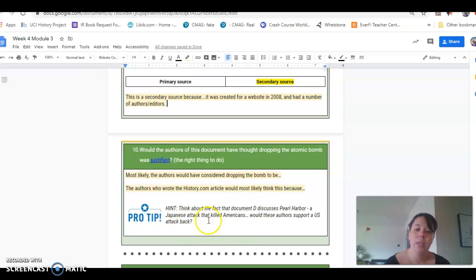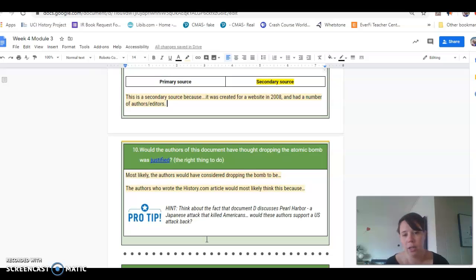And I want you to think about, when you're answering this question, the fact that document D discusses Pearl Harbor, a Japanese attack that killed Americans, and would these authors have supported a U.S. attack back? Harvard is here in the United States. I think this has a pretty pro-American leaning, but I will leave that to you to decide.